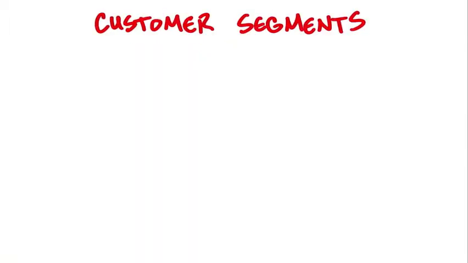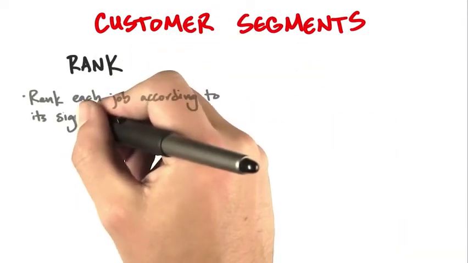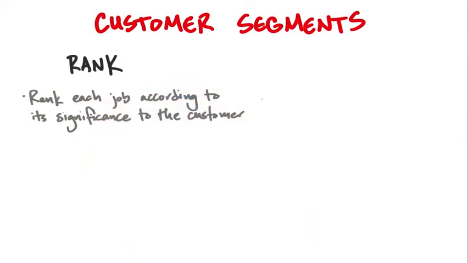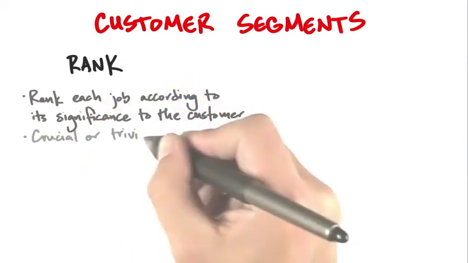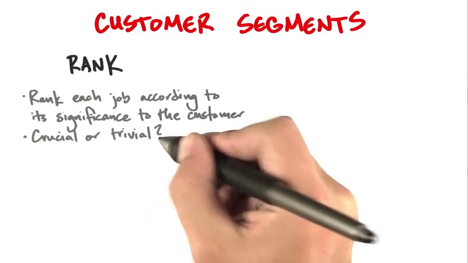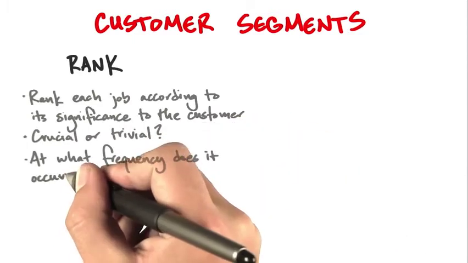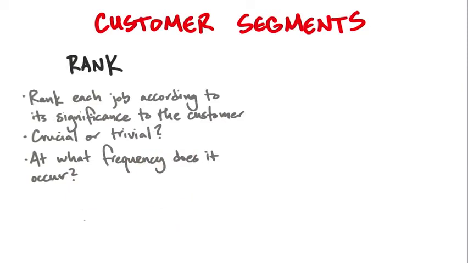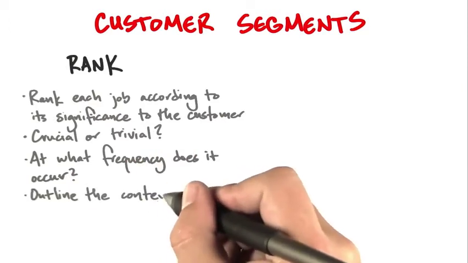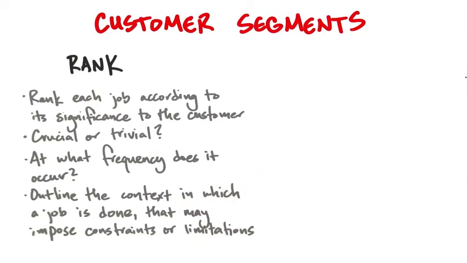Now, a simple way for you to start with your customer segment hypotheses is to rank each job according to what you believe is its significance to the customer. And you get to guess on day one, is it crucial or trivial? And take a guess about how frequently it occurs. And outline what specific context a job gets done. I call this the day in the life of a customer.